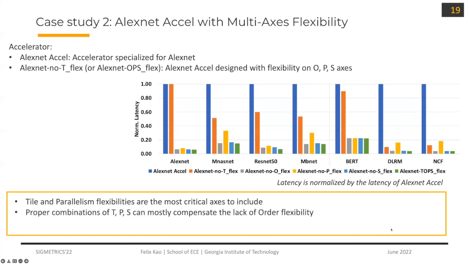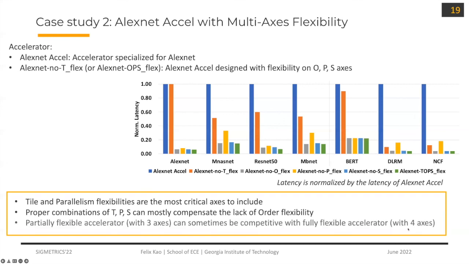To explain it another way, a proper combination of T, P and S can mostly compensate for the lack of order flexibility. Therefore, we can say a partially flexible accelerator can sometimes be competitive with a fully flexible accelerator.